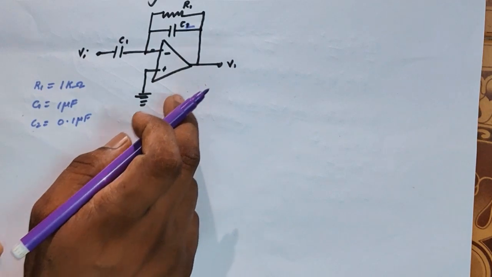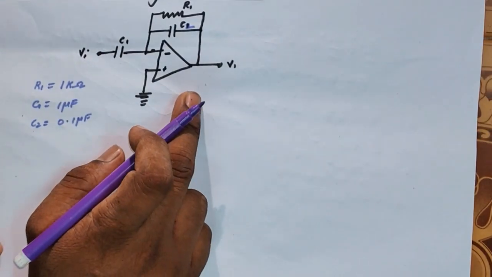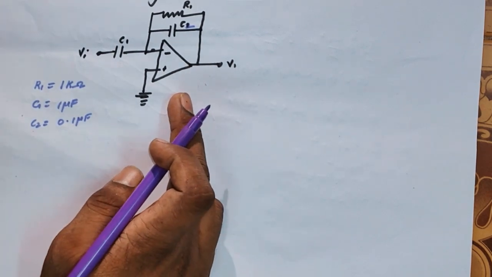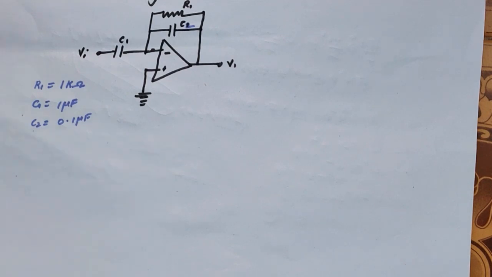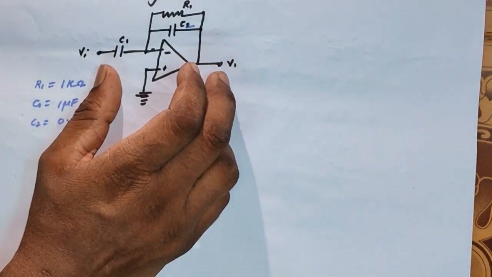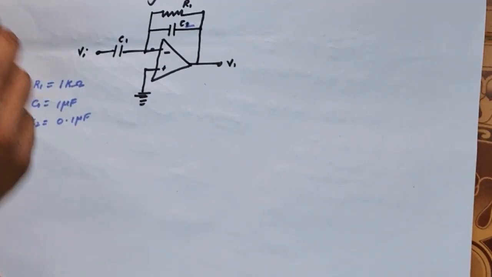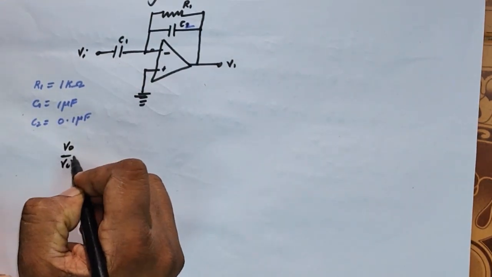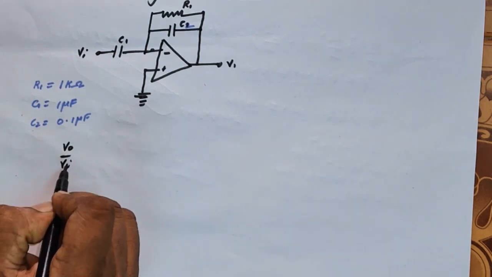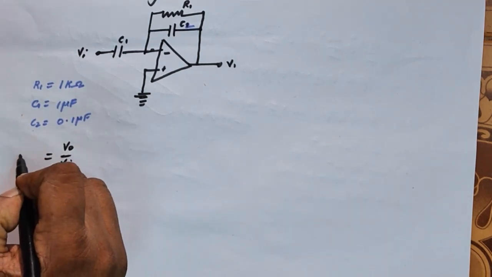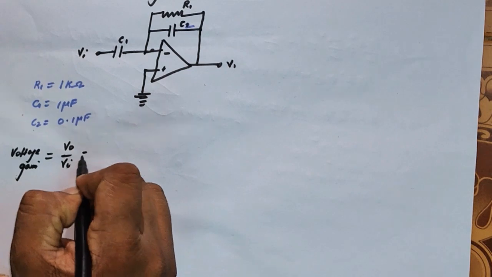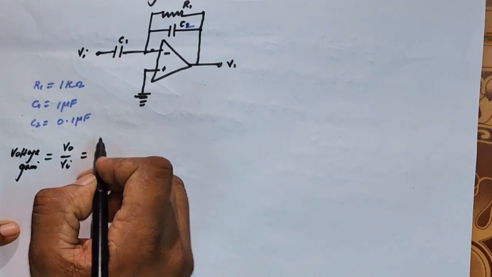To find this we need to find the response of the circuit in terms of the frequency. So for that, here we are going to calculate the voltage gain of the given operational amplifier. So the voltage gain in general can be written as, for the inverting amplifier, the voltage gain V naught divided by Vi, that is the ratio between the output voltage and the input voltage, that is the voltage gain of the amplifier.